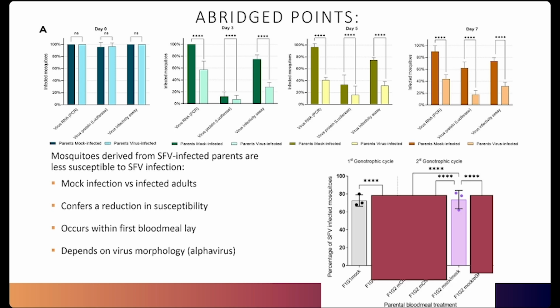Again, these are mock infections, so these are ones that have never been exposed to the virus before, and that's the percentage of the virus itself. You can see that between their first generation and second generation, if they've never been exposed, they have a high percentage of SFV in the mosquitoes after their first lay and second lay.